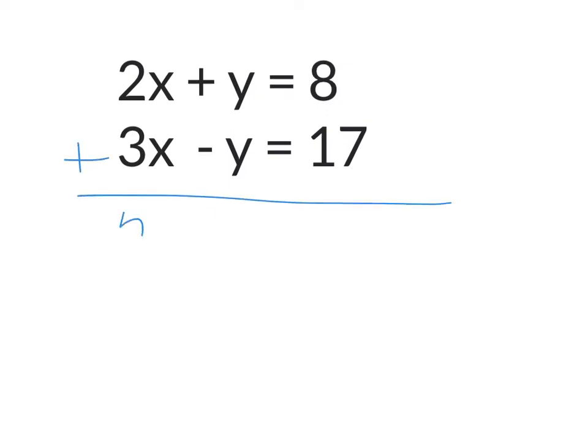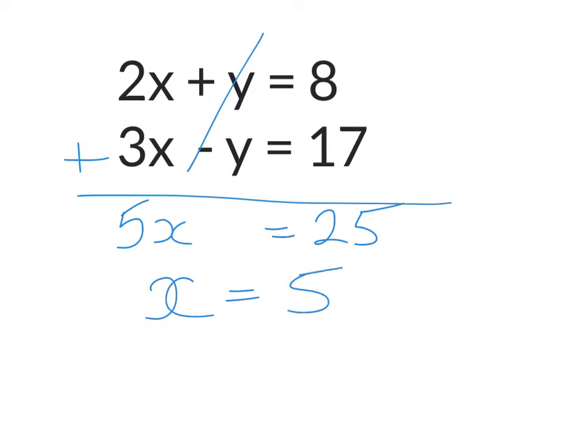2x plus 3x is 5x. The y's will cancel each other out, and 8 plus 17 is 25. Okay, so 5x equals 25. I can now say that x equals 5.